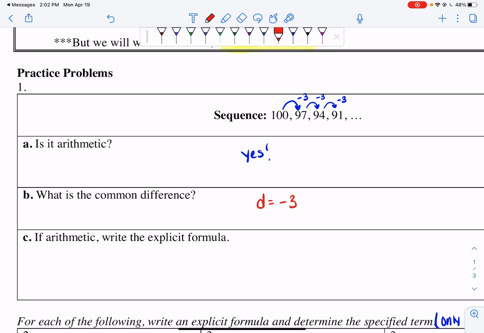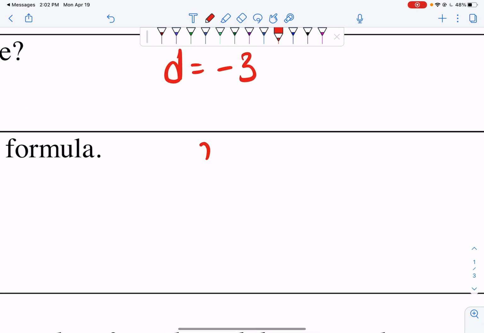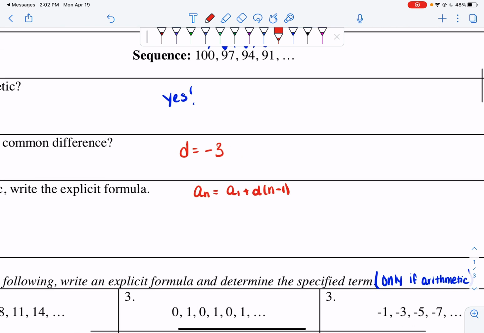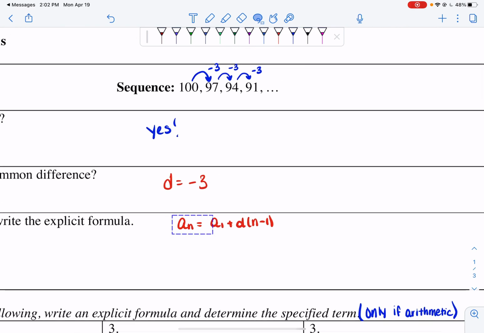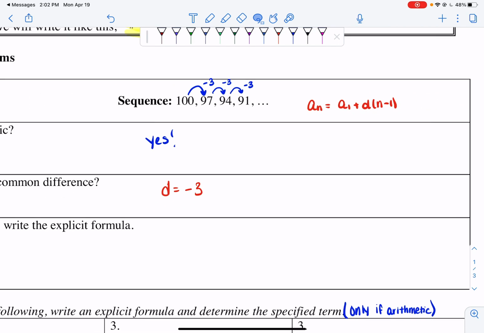Now, part C says, if it's arithmetic, write the explicit formula. So let's do it. We know a sub n is equal to a sub 1 plus d times n minus 1. I'm actually going to bring it up and then bring it down. So we have a sub n equals a sub 1, which is our first term. So our first term is 100, plus our common difference, which is -3, so -3 times n minus 1.